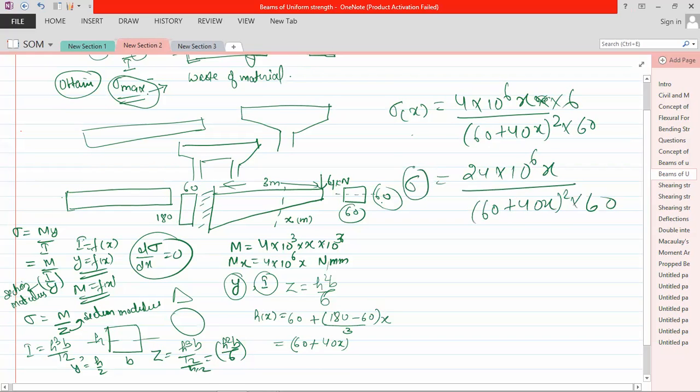So for the maximum bending stress, you can just differentiate it with respect to x and equate to 0, and you can obtain the distance x, and the distance x is coming 1.5 meter. Okay, I am just leaving it to you, you can differentiate it. And at that point, the maximum bending stress is obtained. That will be 41.7 megapascal.